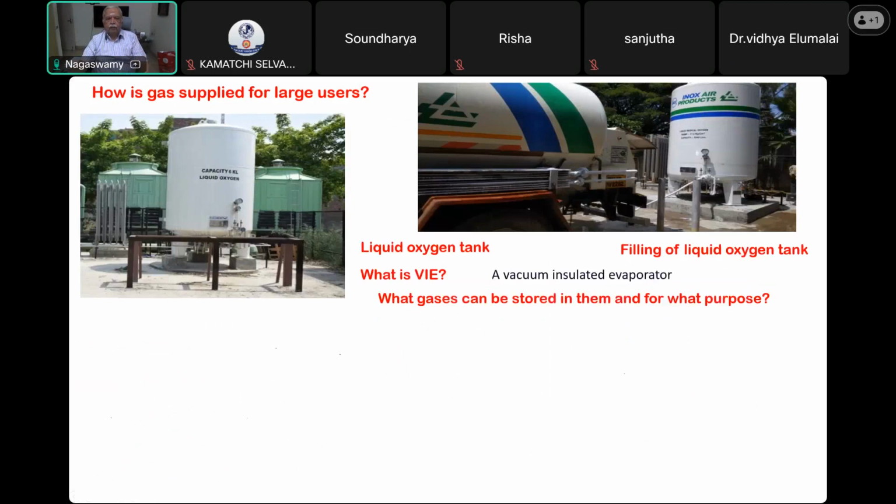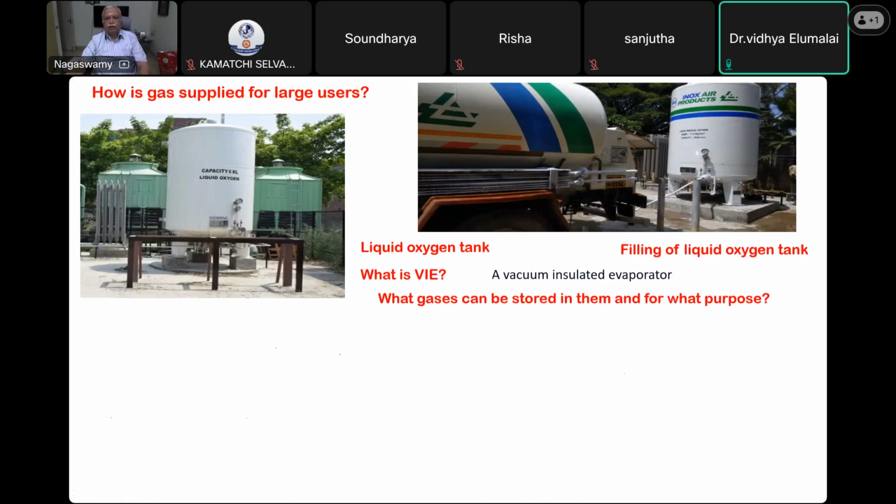What is the purpose of that? What gases can be stored in them and for what purpose? It is to maintain them in the liquid state and to prevent the increase in temperature, to store them under the critical temperatures. The first question: you are seeing oxygen being stored in your hospital. Can any other gases be stored like that?